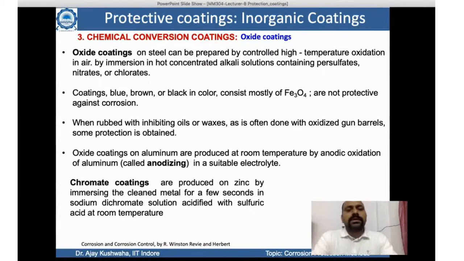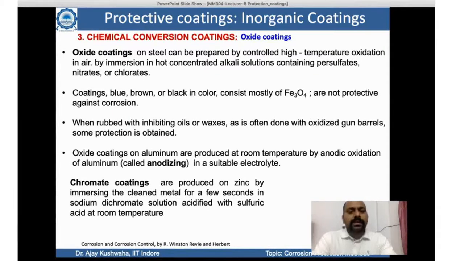Oxide coating on steel can be prepared by controlling high temperature oxidation. It's a simple way, we just control the oxidation at high temperature and we can have a layer of oxide over the metal, or by immersing in hot concentrated alkali solution containing persulfate, nitrate or chlorates. If we dip the metal in a hot solution, there is also a chance to have an oxide coating. Coatings blue, brown, black in color consist mostly of iron oxide Fe3O4, which are not very protective.